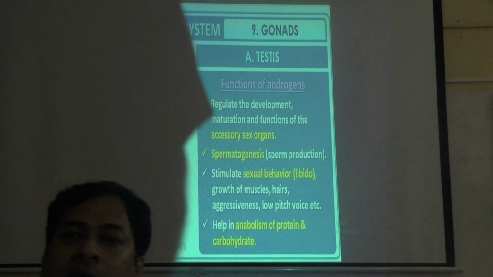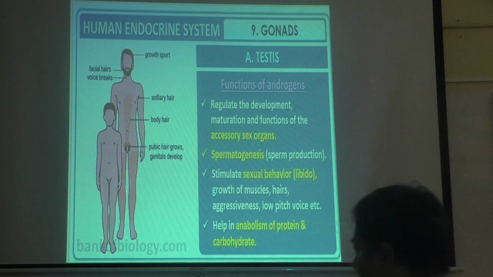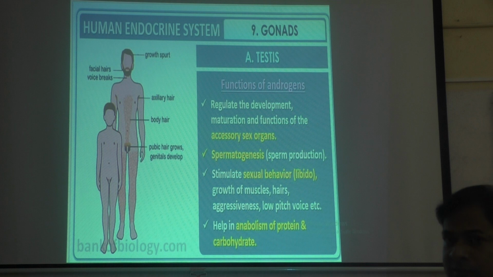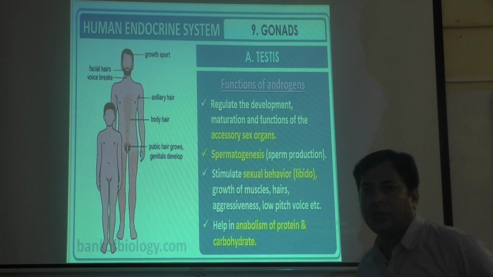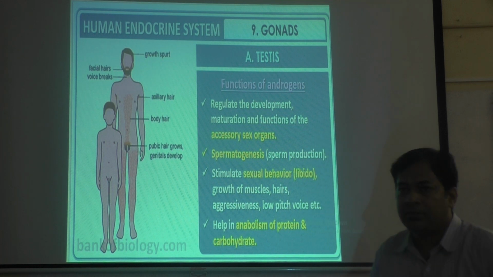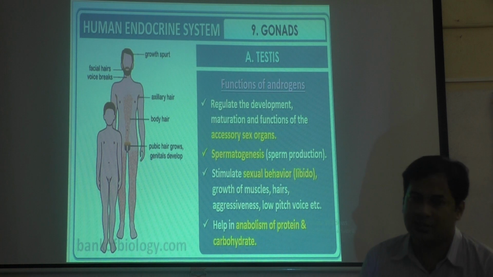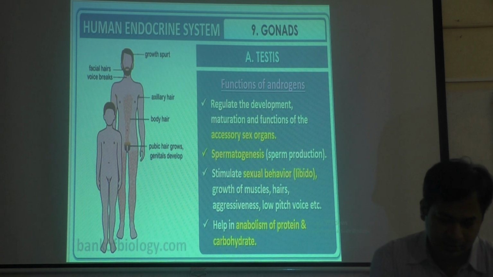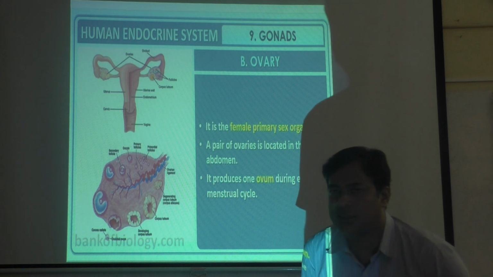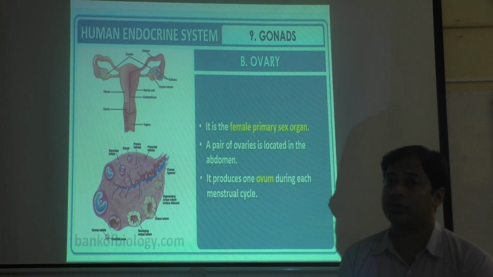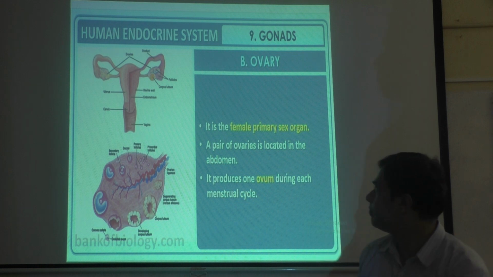So students, in our last class we have learnt gonads, that is endocrine gland. In gonads there are two: in male it is testis, in female it is ovary, which is a reproductive organ. About testis we have learnt in our last class in detail. Today we will learn one more reproductive organ, that is female reproductive organ, ovary.